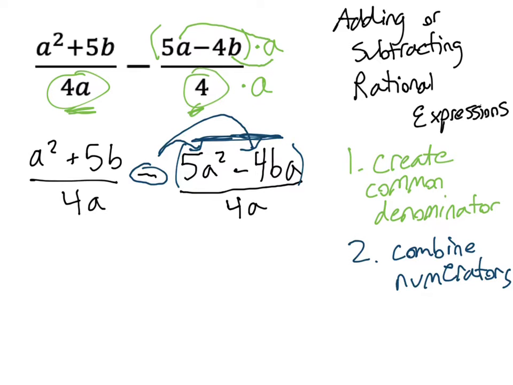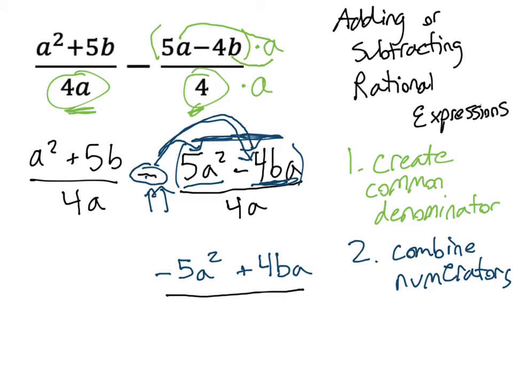So this 5a squared that we have, because there's a negative in front of it, that's going to turn into a negative 5a squared. And our negative 4ba, that has a negative that needs to get distributed to that, and a negative times a negative becomes a positive. So that will turn into positive 4ba. So that is the numerator that we have on the left.